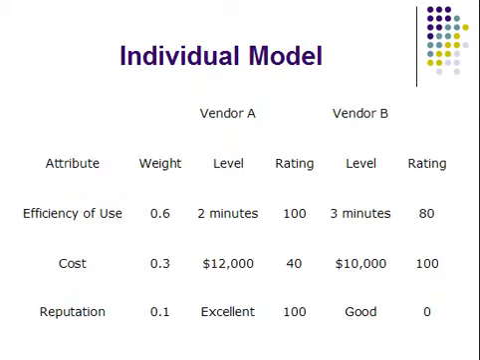This slide displays the attributes, weights, and ratings. 3 prime attributes were developed: efficiency of use, cost, and reputation, from votes by the stakeholders. These attributes were discussed at length and were developed from various questions. Stakeholders explained that an efficient EMR system was the most significant attribute.